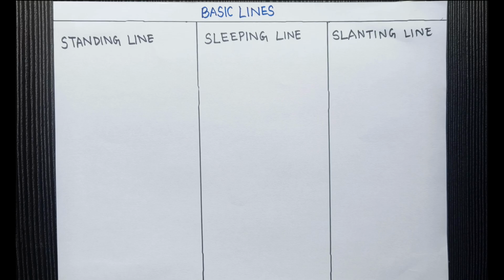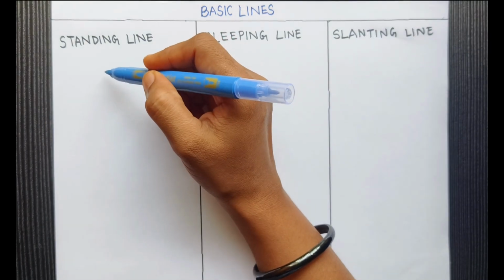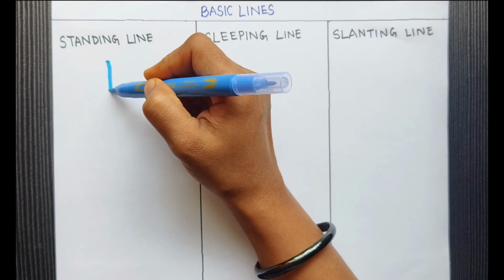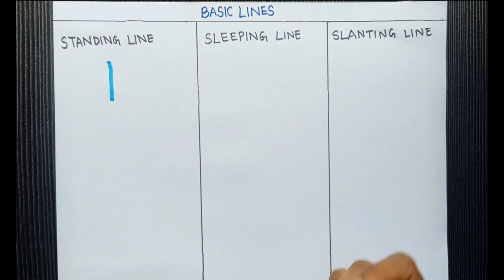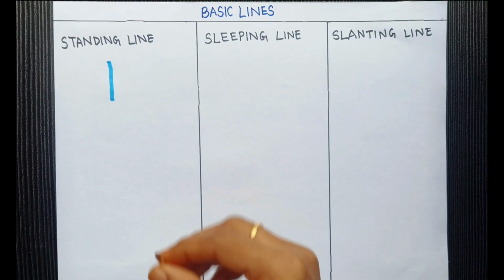First one is a standing line. We will know how a standing line will be. Let's draw and say it. We will draw a standing line from top to bottom. So now let's see using a matchstick. See, this is a standing line.